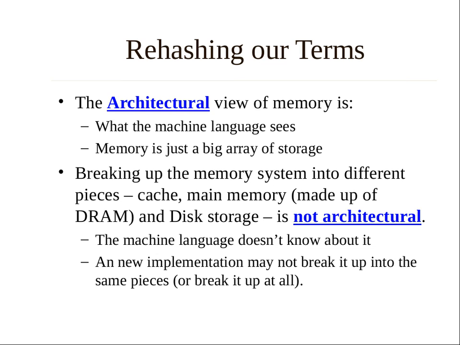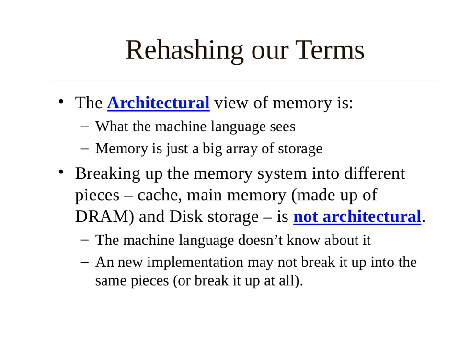We've alluded to what architectural and non-architectural means. Architecture is what the machine language sees. When you're writing assembly code, and hopefully you all did assembly in undergrad. Did you all do assembly? Okay, great. So assembly is the architectural view of what the machine provides. You're going to have this many registers, you can access them with these instructions. That's the architectural view.